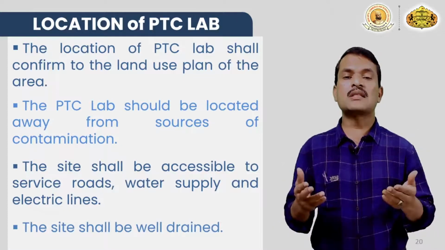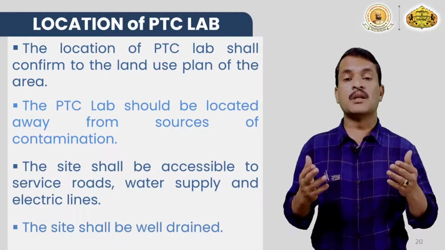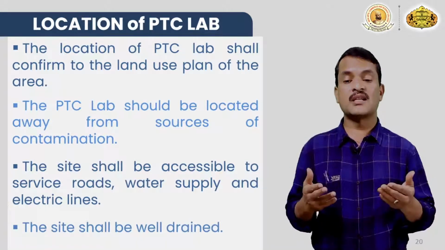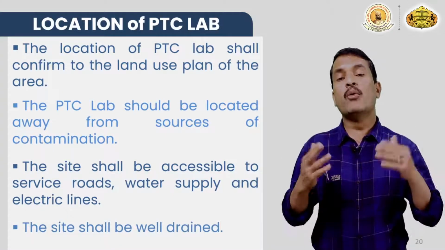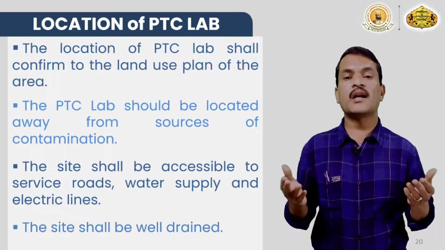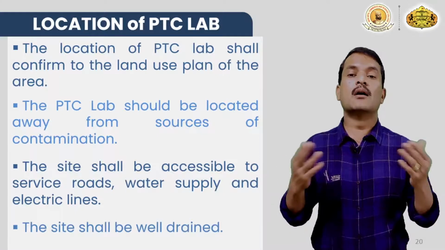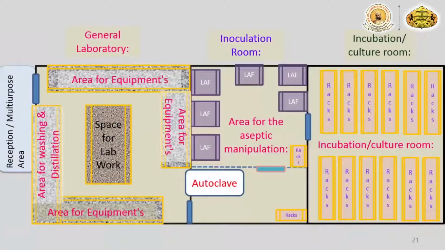Without all these things, the setup of the plant tissue culture laboratory would not be possible, so we need all these facilities. One more thing: the site shall be well drained. It will be helpful for us because it will avoid contamination issues, and whatever water we are using will be drained. So this is the general setup of the plant tissue culture laboratory. You will be able to see on the left side that there is a general laboratory.